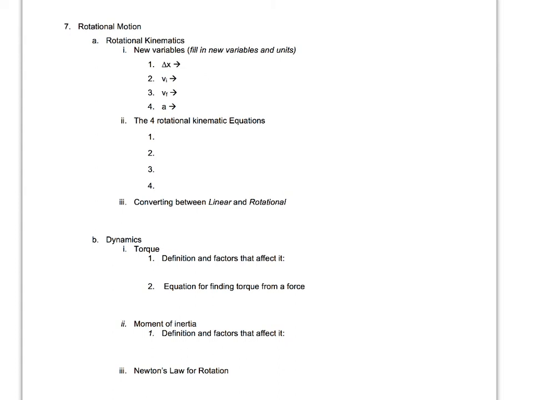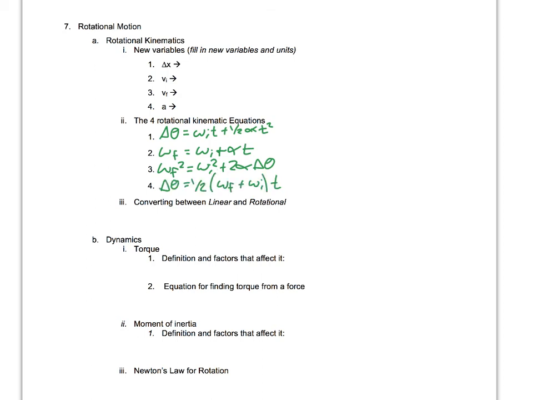All right, and we have our four kinematics equations in rotational world. They are exactly the same. We just replaced the variables. So we have our delta theta equation, our omega final equation, our omega final squared equation, and our other delta theta equation. The other thing that's really important when thinking about rotational is the link between linear and rotational quantities, and the key in all situations is the radius.